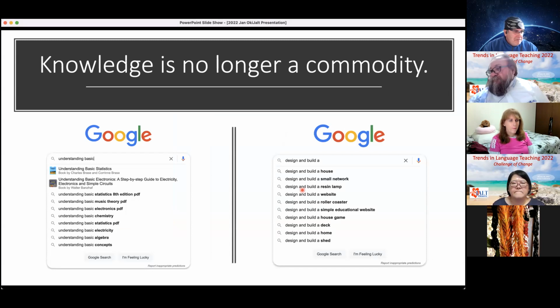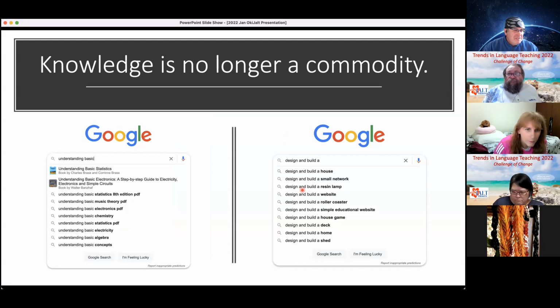And here I just have some sample Google searches, design and build or understanding basic electronics. And I'm sure all of this stuff in understanding basic electronics would probably be the first week or two of a basic electronics course. So what do I need a teacher for? Or what do I need a class for?